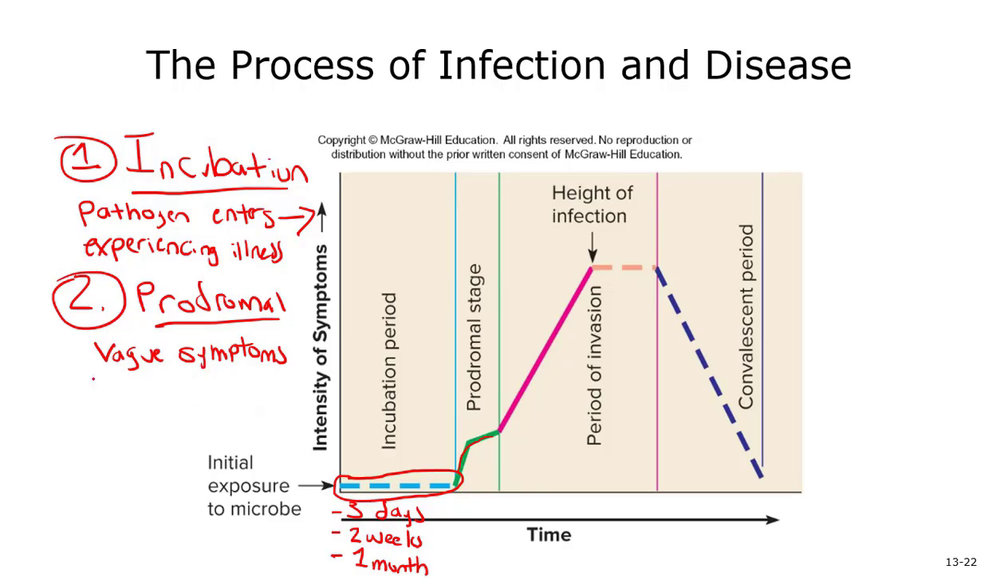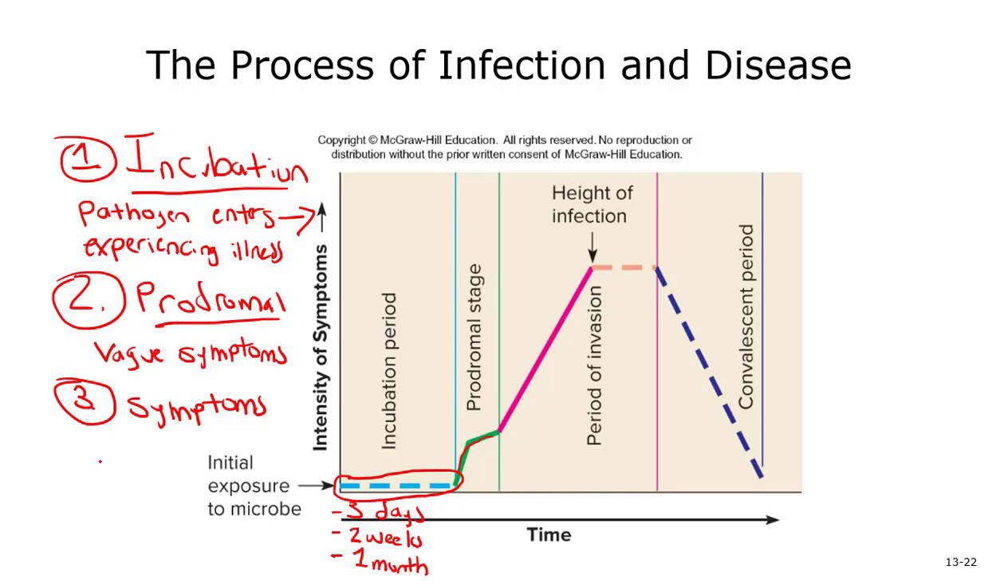So vague symptoms. Stage 3 is the period of invasion. This is when the main symptoms are occurring. If a person is feeling full-blown sick, they may have a fever. And this, again, could last varying amounts of time depending on the pathogen.